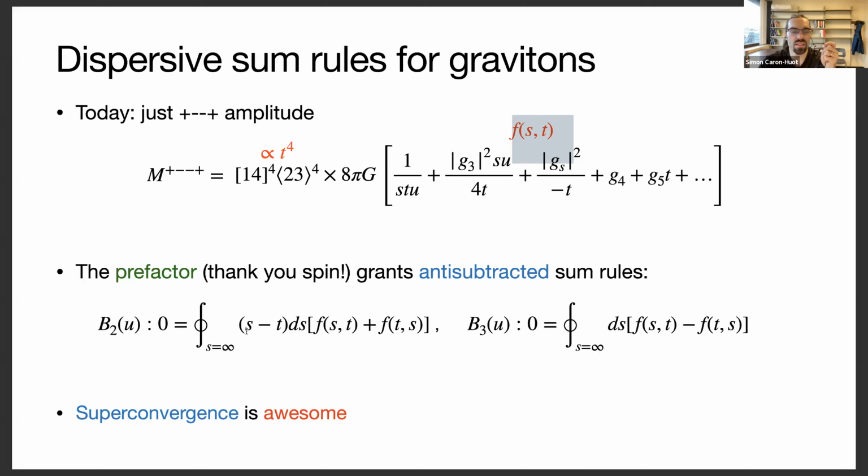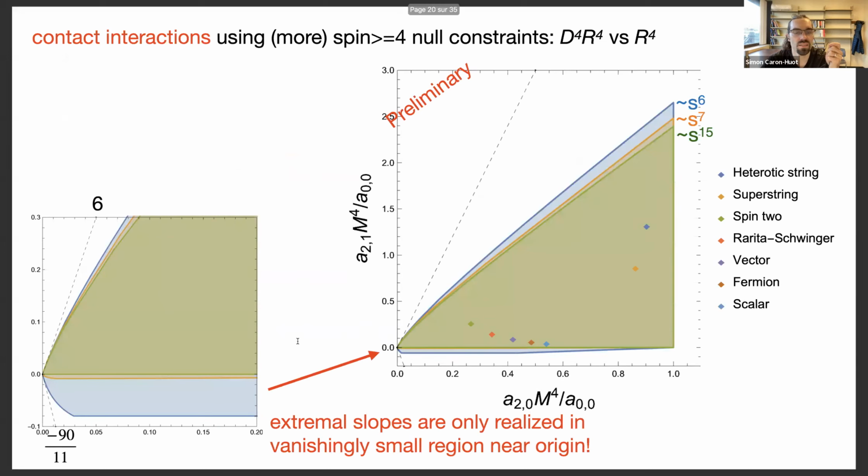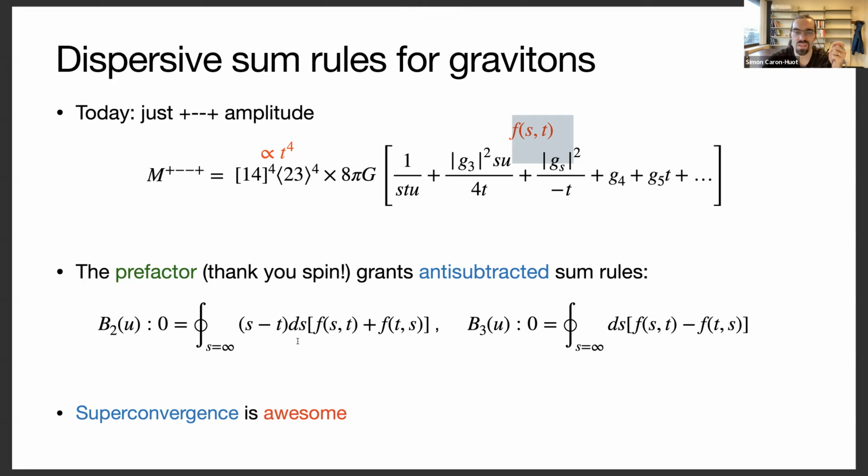So we get some rules like this, fixed-u dispersion relations that converge without anything in the denominator. This is called superconvergence, and as you see, it's awesome. Before I describe how it's awesome, I was just going to describe something. Oh, I think I'm missing a slide. Sorry. This superconvergence relation basically is going to measure gravity and nothing else.